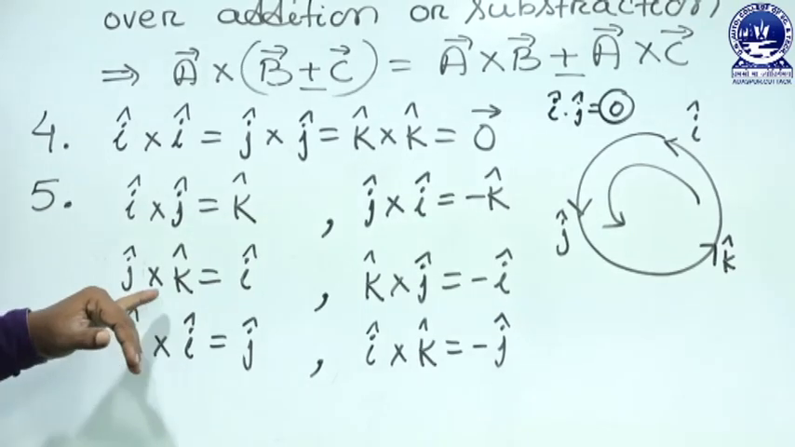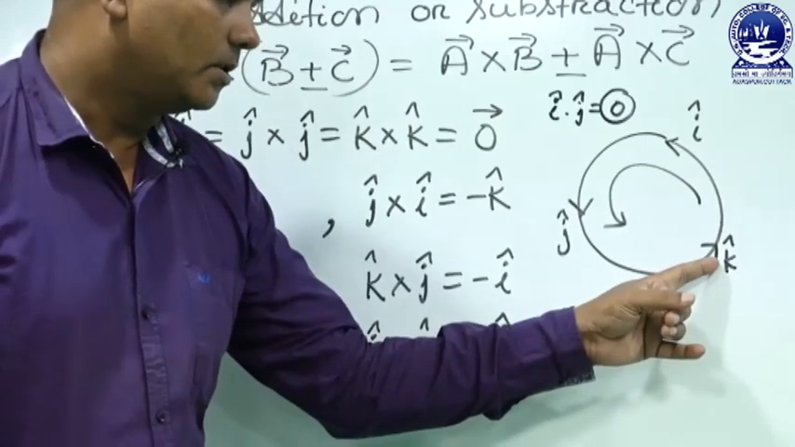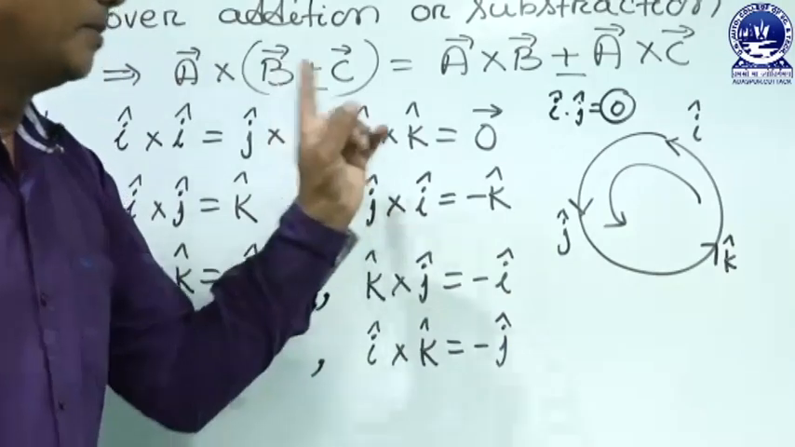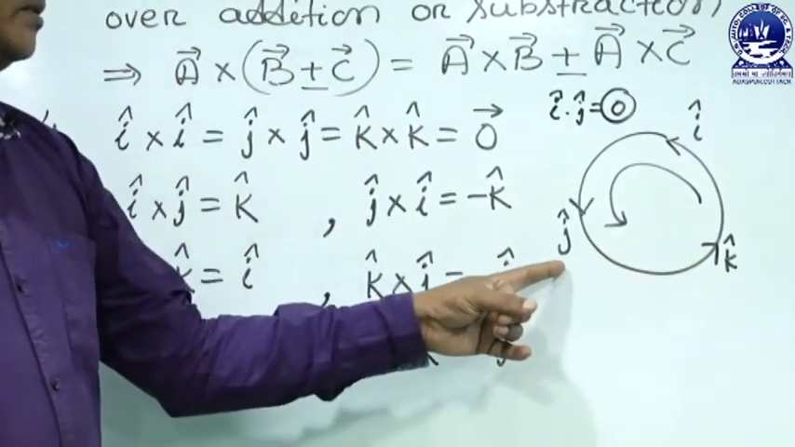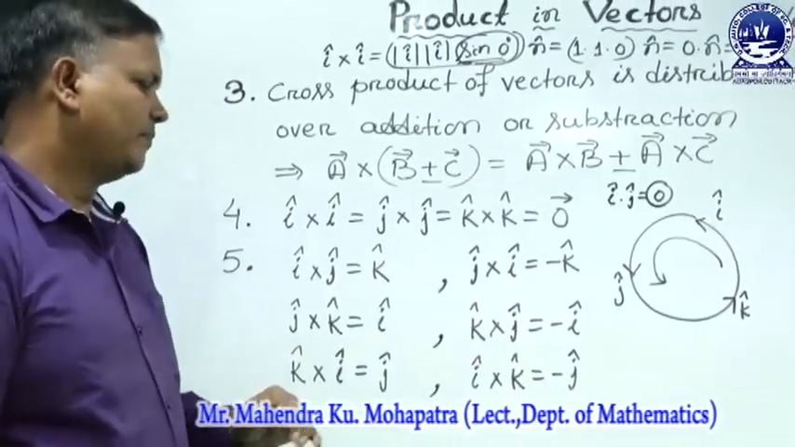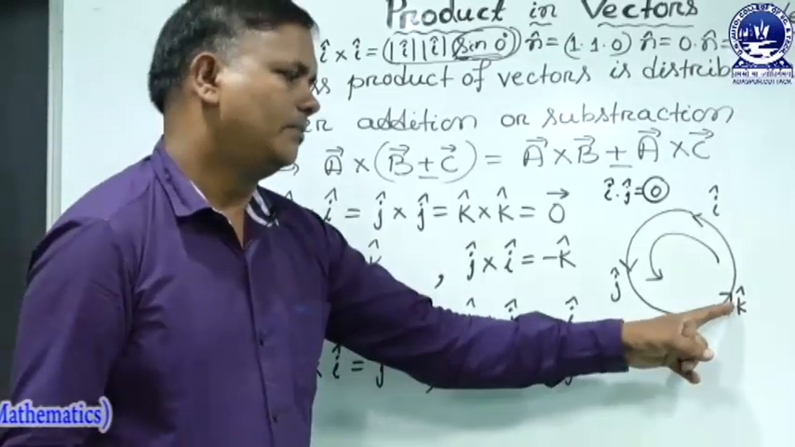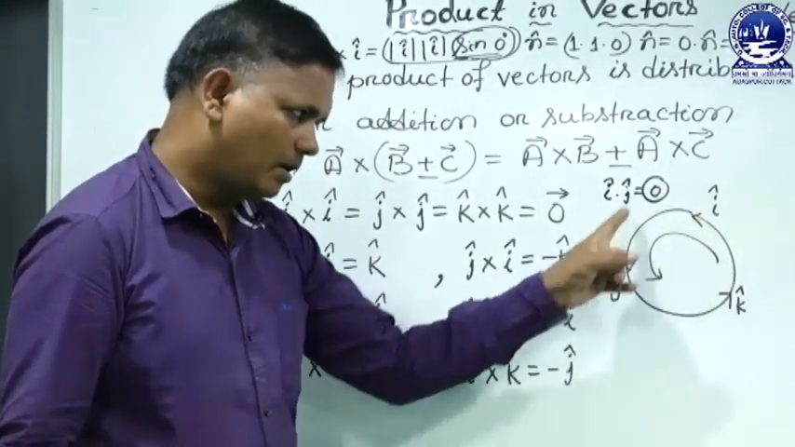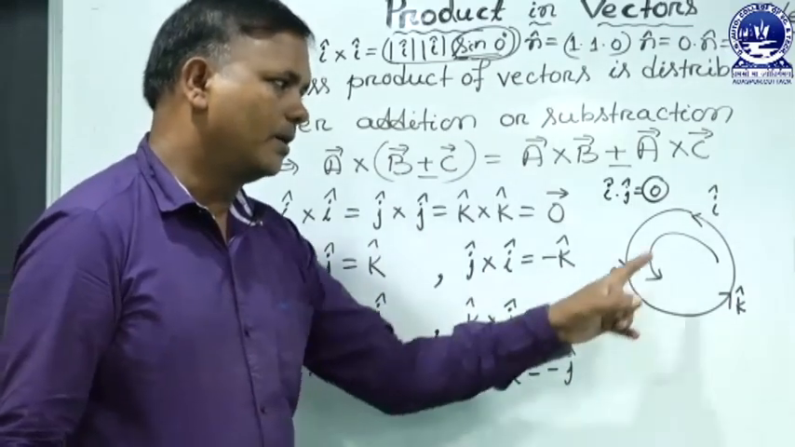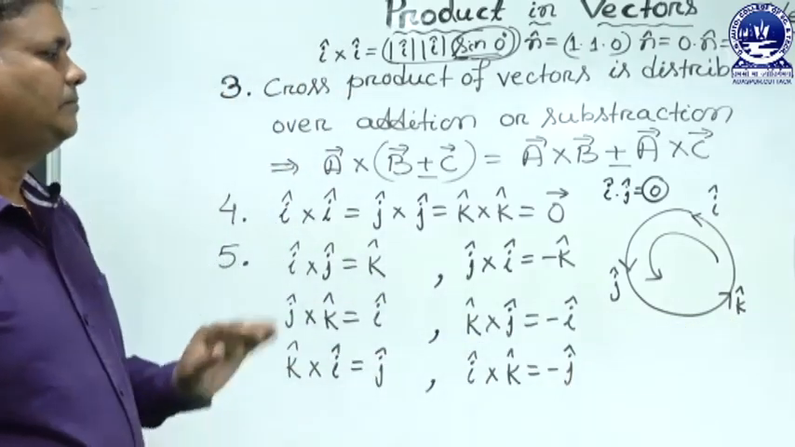Similarly, j cap cross k cap, in the same direction and same order, the result is i cap. If you reverse, k cap cross j cap, the result is opposite, so it is minus i cap. Similarly, k cap cross i cap, in the same order, is j cap. But when we move in reverse, i cap cross k cap is opposite, so minus j cap.